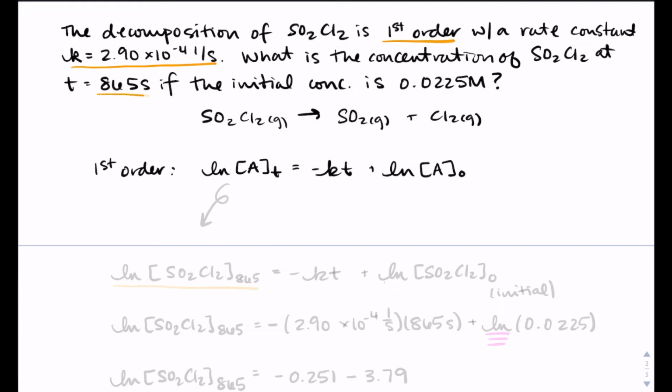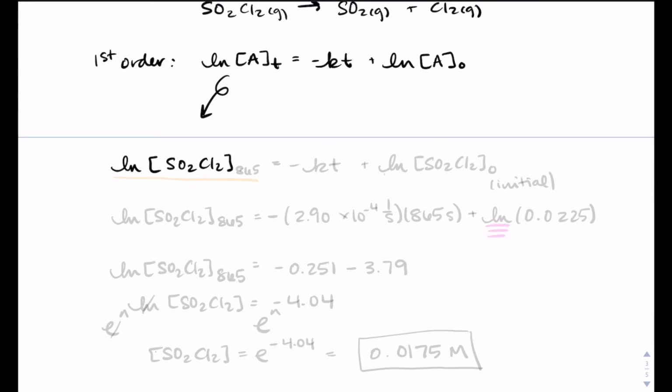I'm just going to start by putting in the things that I know, not even the numbers. The concentration of A at time t, what does that mean for the reaction I'm looking at? It means the concentration of SO2Cl2 at 865 seconds. That's what I'm looking for. And on the other side, the natural log of the concentration of SO2Cl2 at time 0, so that's whatever my initial concentration was. I don't have to rearrange because I'm looking for the concentration at 865 seconds.